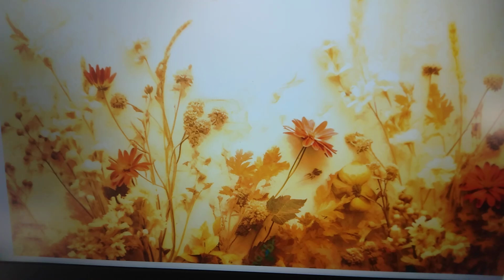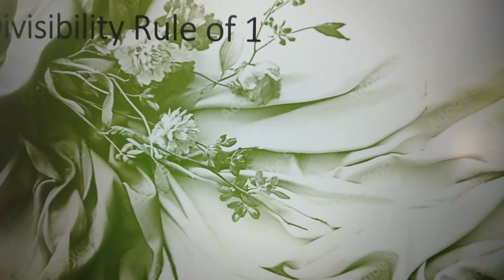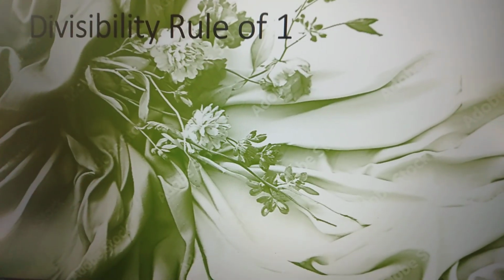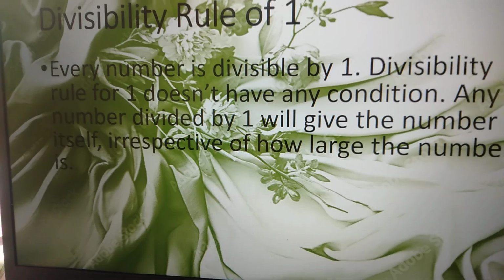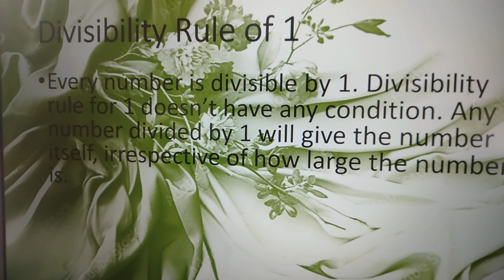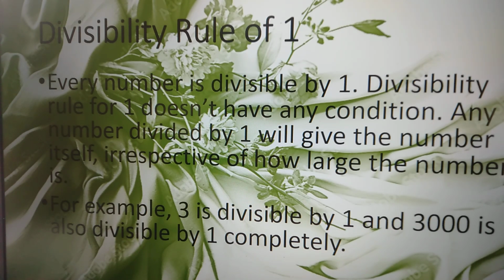Hello, our topic is all about divisibility rules. This involves division. The first rule is the divisibility rule of 1. Every number is divisible by 1. That means any number divided by 1 gives the number itself, no matter how large the number is. For example, 3,000 divided by 1 is also 3,000.